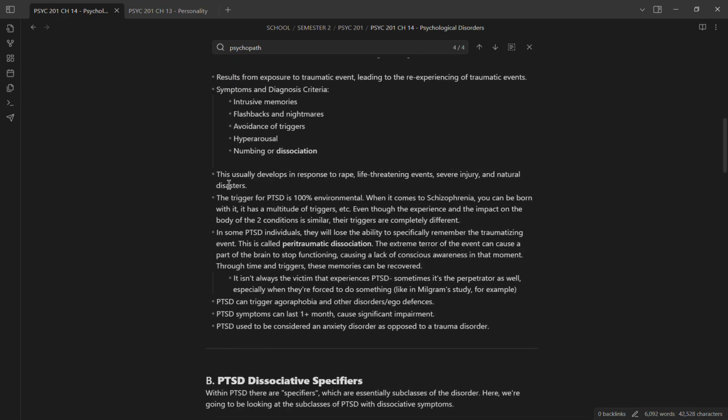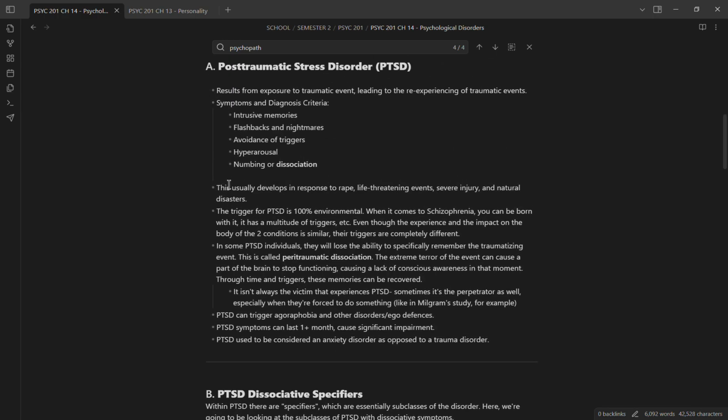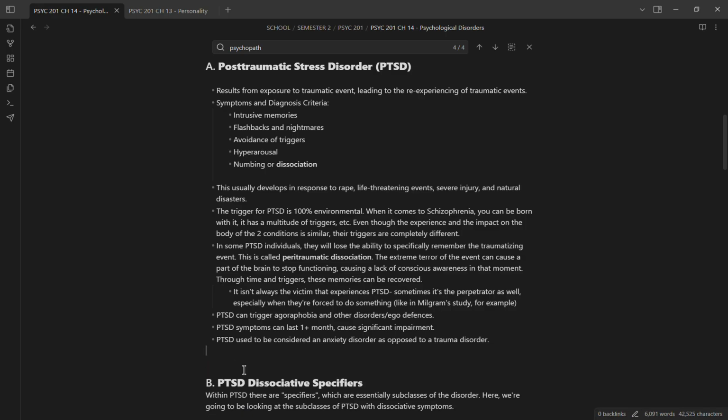We will talk about that, right? We'll talk about subclasses within PTSD with dissociative specifiers. But PTSD is usually a development in response to things like rape, life-threatening events, severe injury, and natural disasters. The trigger for it is 100% environmental.